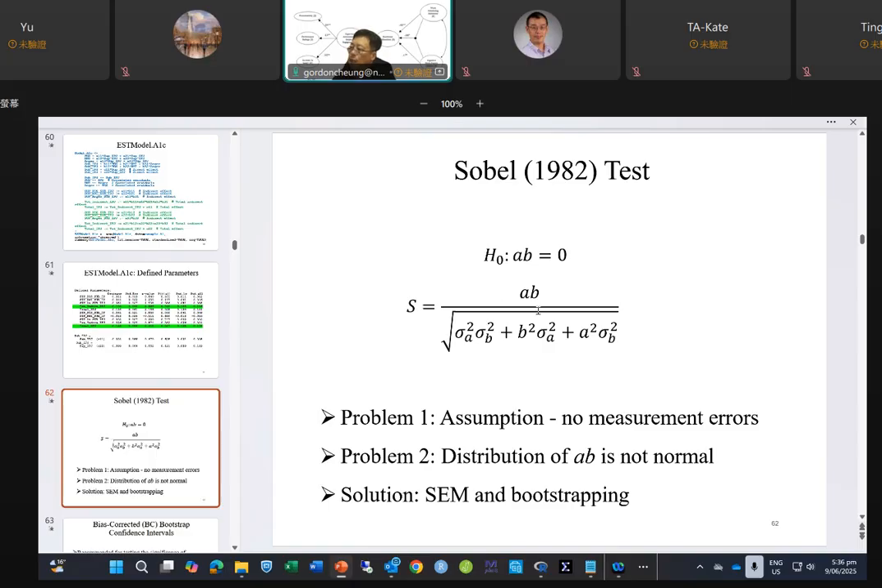However, even when A is normally distributed and B is normally distributed, A times B is not normally distributed. Therefore, whoever uses this test is making a mistake. They assume that A times B is normally distributed. In fact, AB is not normally distributed. So what is the solution? The solution is to use SEM and bootstrapping.